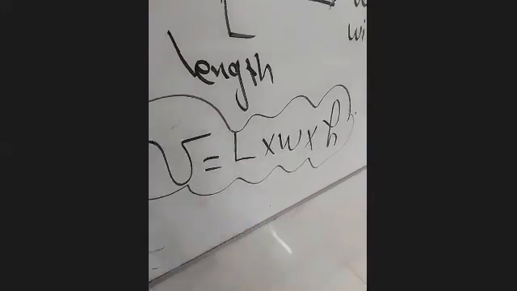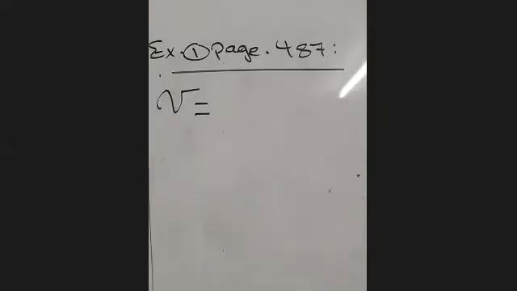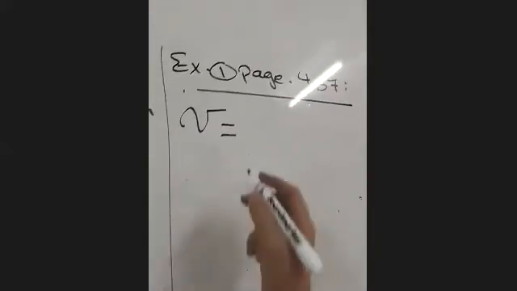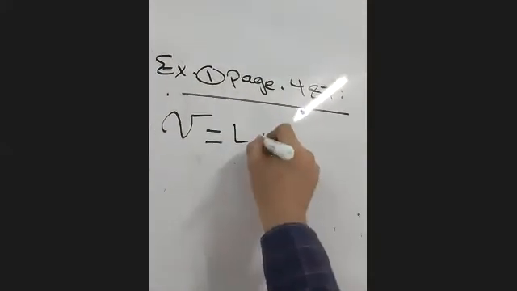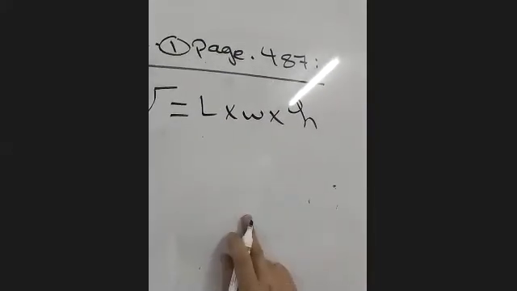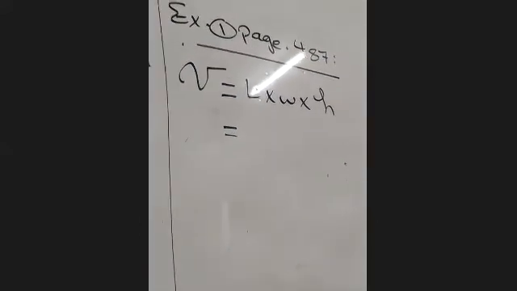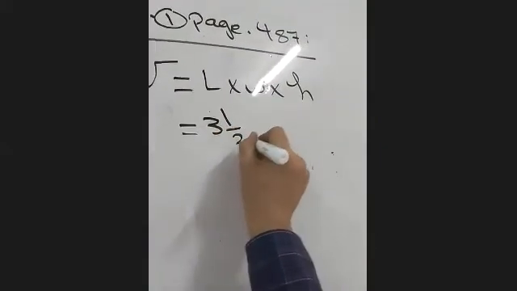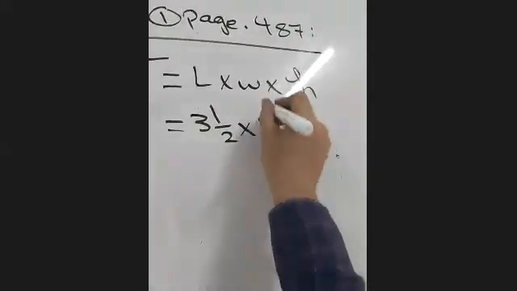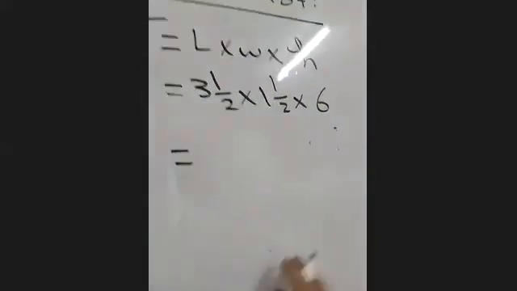What's the L? The length. What's the W? The width. And the height is H. Say the formula. Okay. Length multiply width multiply height. Equal. How much is the length in the question? 3.5. Multiply. How much is the width? 1.5. Multiply. How much is the height? 6 inch. Is this difficult? No, mister.